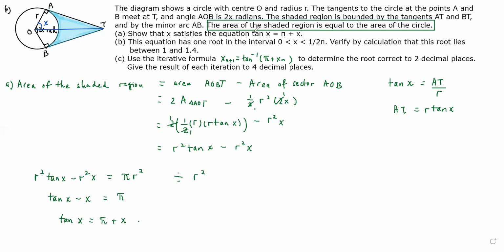For part B, you need to show that this equation, tangent x equals pi plus x, has a root in the interval from 1 to 1.4. So you need to show that the root lies between 1 and 1.4. That is what we must show.